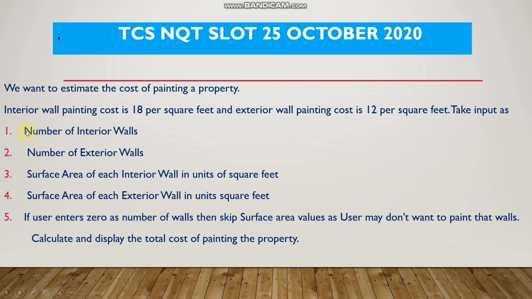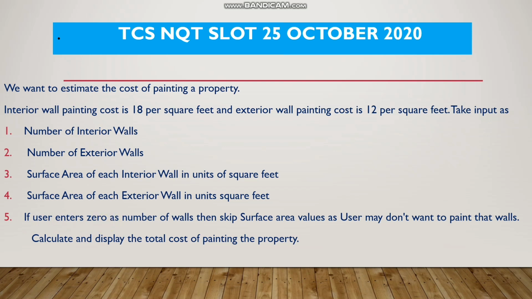The first input will be the number of interior walls and the second input will be the number of exterior walls. For the number of interior walls, we again take input from the user for the surface area of each interior wall, and in the second input we again take input for the surface area of each exterior wall. And if a user enters 0, we will have to print that it is an invalid input.